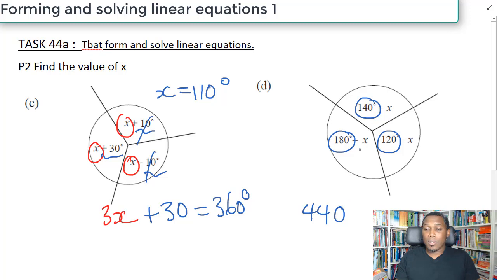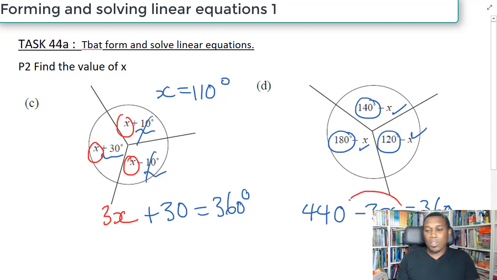Take away x, take away x, take away x. How many x's are you taking away? That's right, 3x. So take away 3x has to give me 360 degrees. Now, this equation requires a bit more thought. We got to work on this a bit differently.